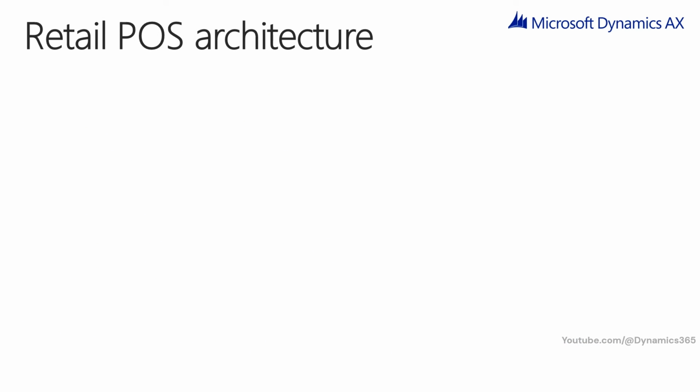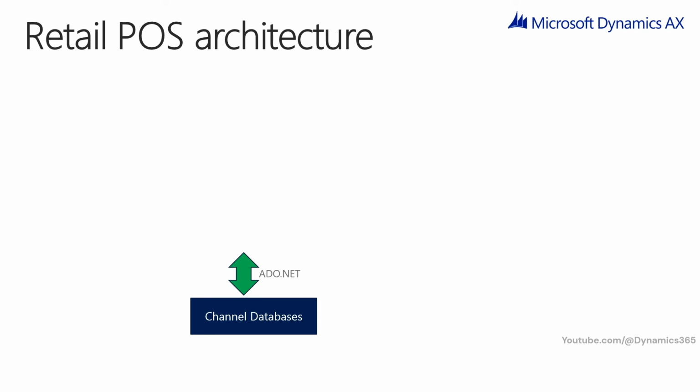Let's look at Retail POS architecture. Retail POS is wrapped around three core components. Channel databases. Channel database consists of all the business master data and the transactional information. Retail POS still uses the direct DB access as opposed to modern POS. It does not use Retail Server Web Service.